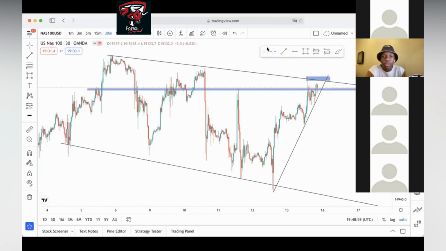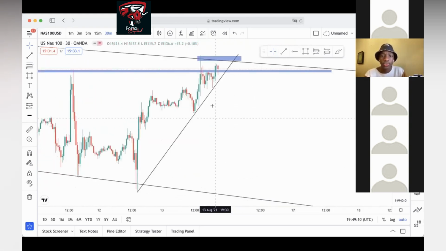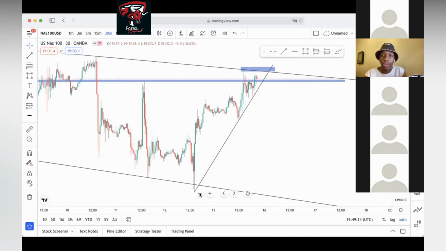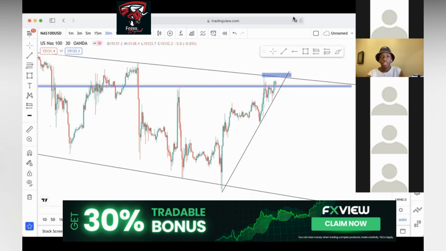But it depends. So as I was saying, somebody asked, what if NAS breaks the trend line and doesn't retest? Then there's nothing you can do. Guys, the retest isn't guaranteed. The third touch isn't guaranteed. You just trade what you see. Trade what the market gives you. You literally need to wait for the market to play out.